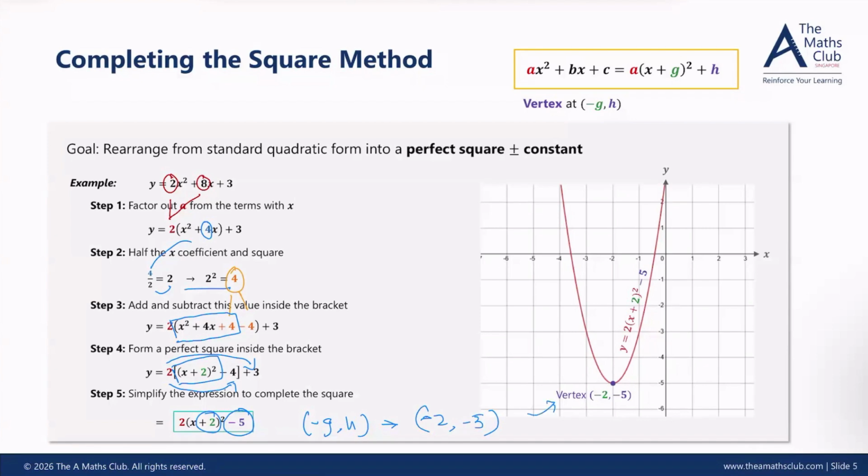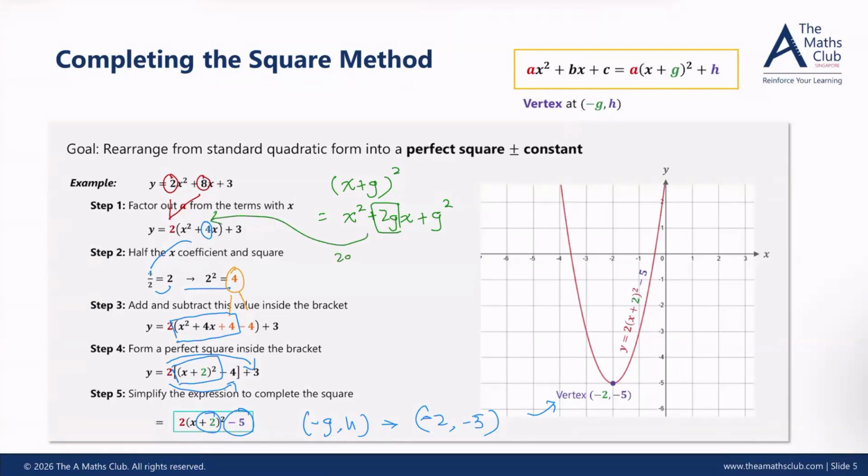Why does this work? Or how does this work? Suppose you have x plus g, which is a perfect square. I need to expand it. x squared plus 2gx plus g squared. And you compare the coefficient of the x with this 4 over here.